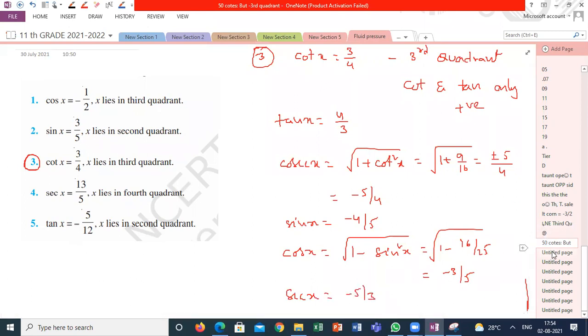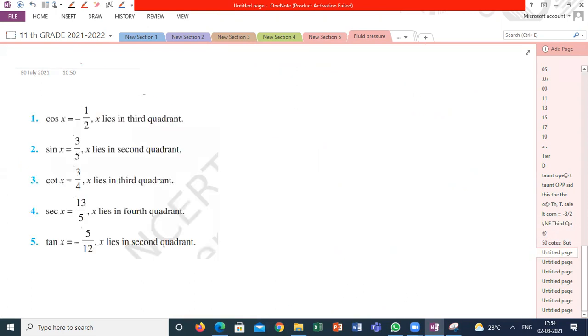So who is going to explain the fourth question? Fourth question, guys, please, someone. Hamsini, can you? Yes, sir. Sir, secant x is given as 13 by 5. So it lies in the fourth quadrant. So cos and secant will be positive. Cos will be positive. So cos will be 5 by 13.